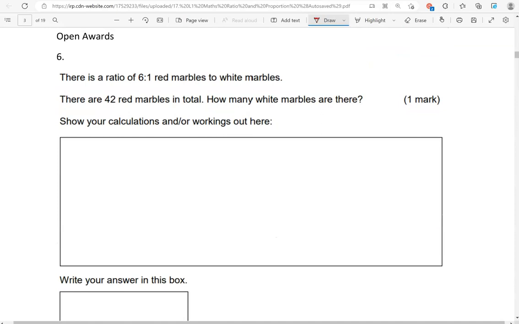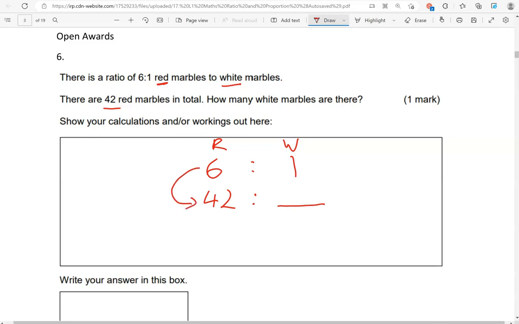There is a ratio of 6:1 red marbles to white marbles. There are 42 red marbles in total. How many white marbles are there? Show your calculations and the workings out here. So the ratio is 6:1. 6 is for red and 1 is for white. So there are 42 red marbles. So under red, under the R, I'm going to put 42. So we need to figure out the number of white marbles.